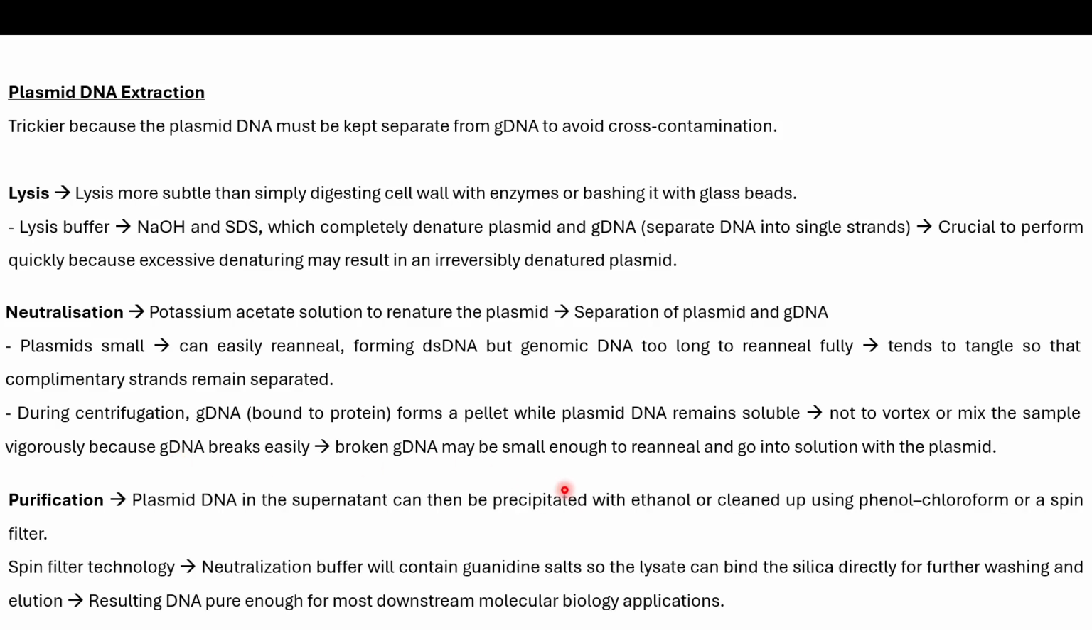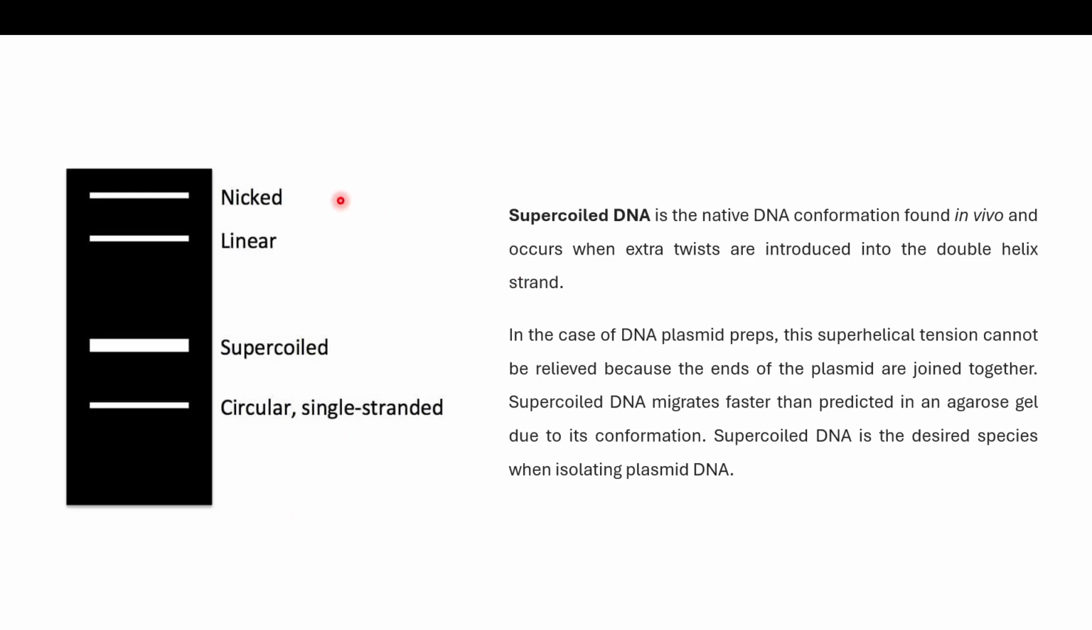And then you eventually purify the plasmid DNA from the supernatant and precipitate it with ethanol or using phenol chloroform. We looked at phenol chloroform extraction in a lot of detail in the previous class, and you can go back to the tutorial. Or you can use a spin filter.